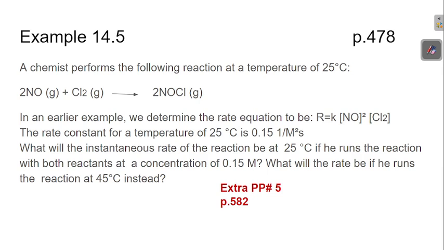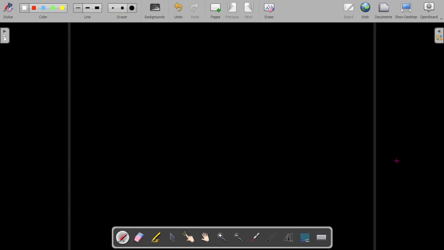Now we're going to do an extra practice problem. So there are different steps here, different questions. Let's look at it just one at a time. Let's go to the board and let's see here. So what do we have? The rate equation looks like this. This was given to us.